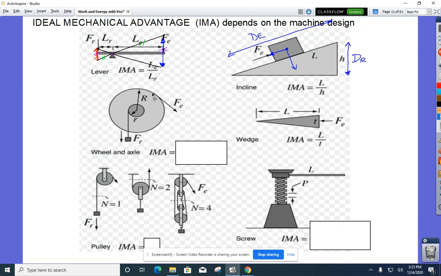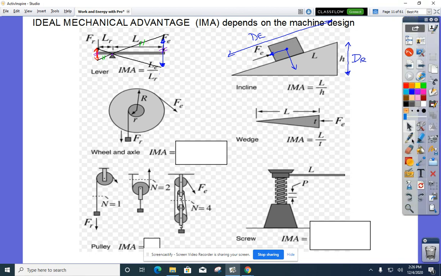Same thing happens on a door handle. Right? You put your hand on the outside portion of the door handle, and then the inner axle turns the mechanism. That's actually quite hard to do. So mechanical advantages. Wheel and axle.